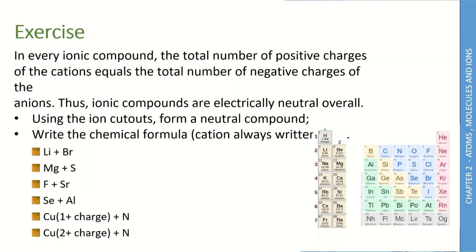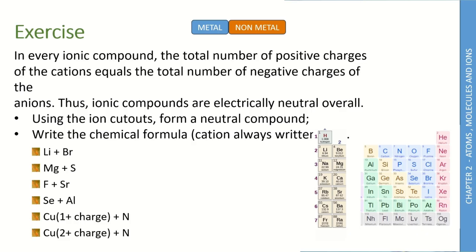Okay? So let's do an exercise over here. In every ionic compound, the total number of positive charges of the cations equals the total number of negative charges of the anions. Thus, ionic compounds are electrically neutral overall. Using the ions, form neutral compounds. How does that work? First you need to know that we start a formula with the metal and then it goes to the nonmetal. Okay? So let's go to the periodic table.